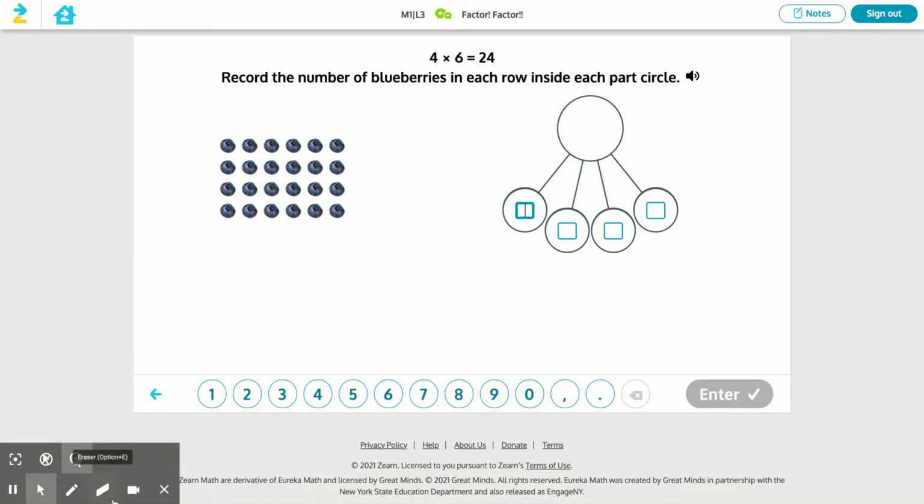Did you say 6? If you did, you're absolutely correct because there are 1, 2, probably shouldn't have used blue on a blueberry, 3, 4, 5, and 6. There are 6 blueberries in each row, and so the number 6 is going to go in each of my part circles.